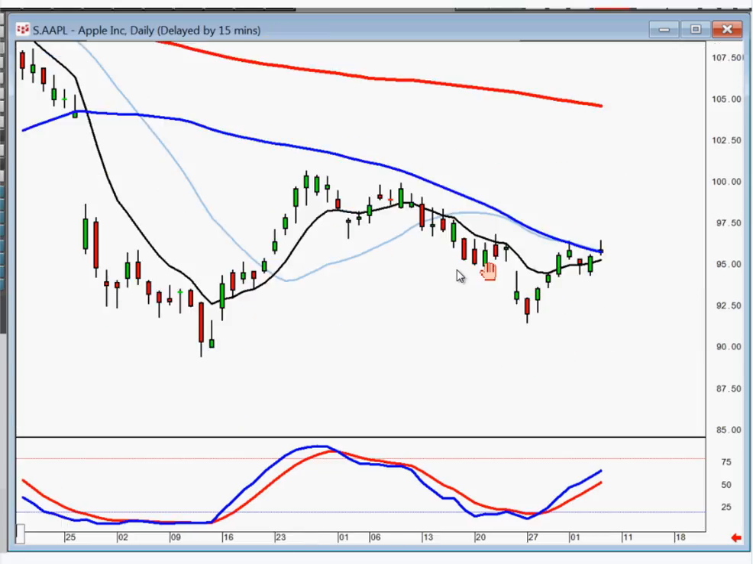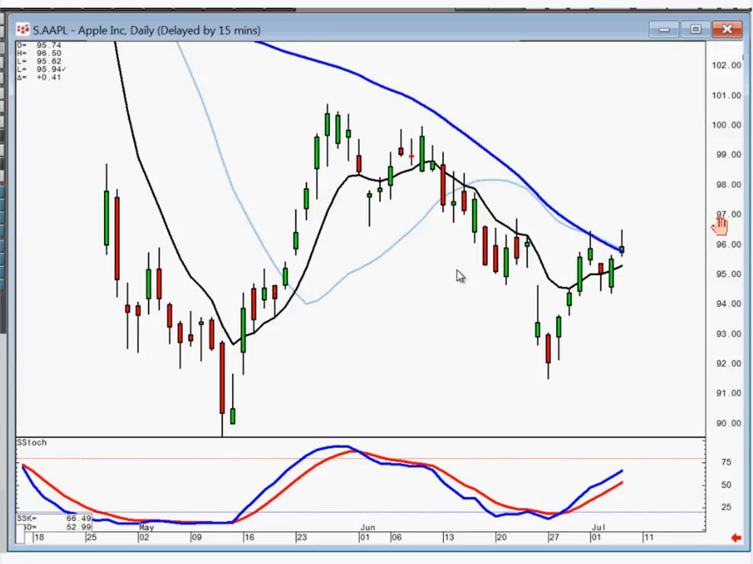Same scenario on Apple. Notice Apple came up, failed at the 50, pulled back. They haven't been able to close it below the T-line. Now they did a doji right here on the 50. Makes it very simple. If it opens positive tomorrow, your doji sandwich is confirming your bobble breakout.